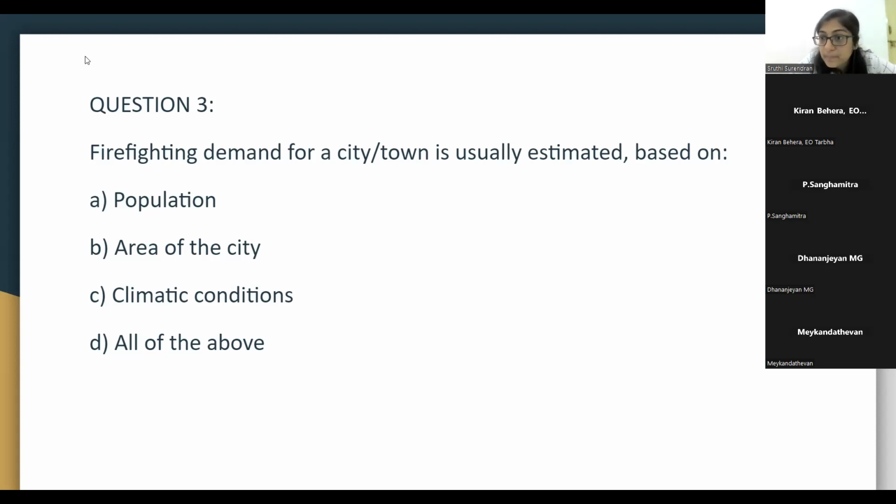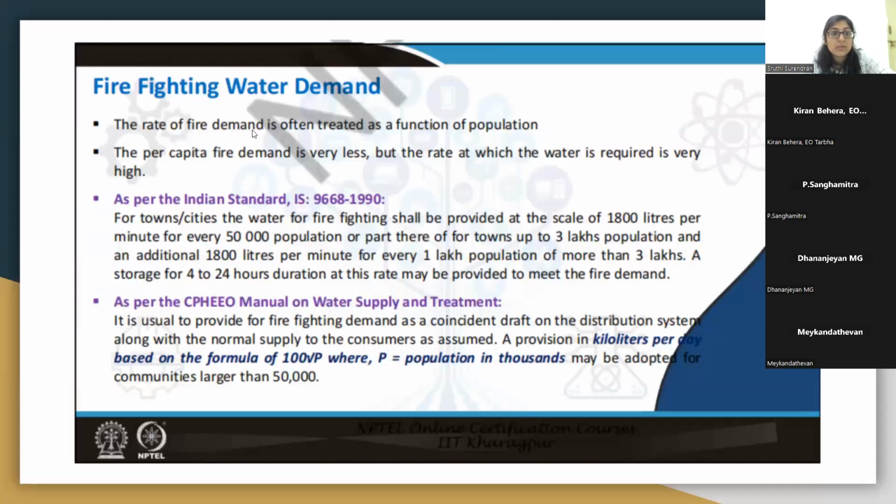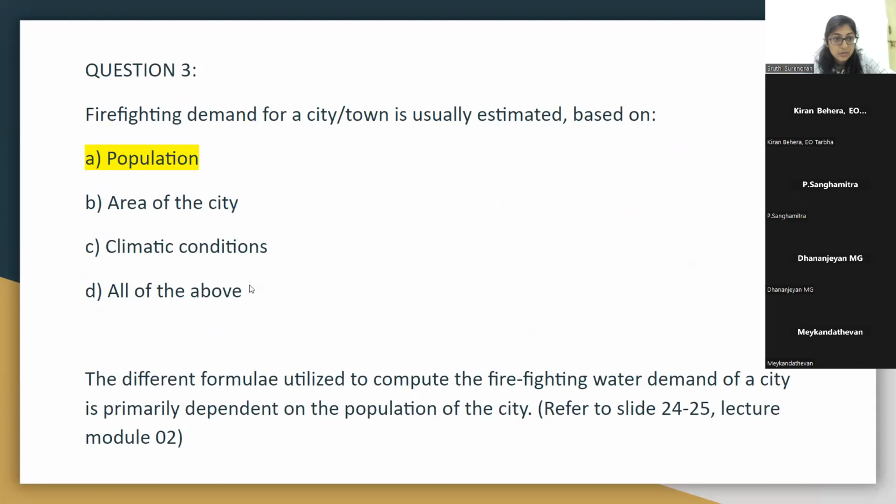Okay, so Dhananjayan said A, Kiran A, Mekkandathan A, Sangamitra A, Mustafa is A. All of you have said A, which is also the correct answer. So rate of environment is actually treated as a function of population. Different formulas are there, and all of them depend on the population of the city as the prime variable for its estimation.